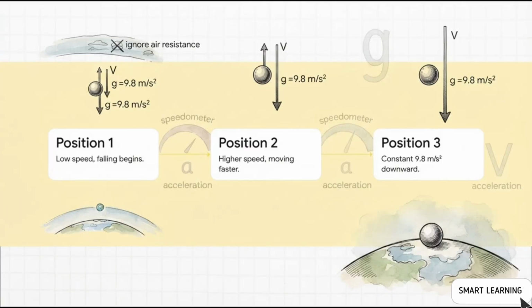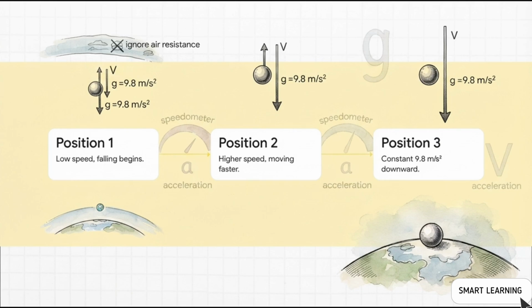At position 1, the object has a low speed. By position 2, it has a higher speed, and at position 3, an even higher speed. The speed is absolutely going up. But, and this is super important, if we ignore air resistance, the acceleration stays exactly the same. Near Earth's surface, that acceleration is locked in at a constant 9.8 meters per second squared downward.